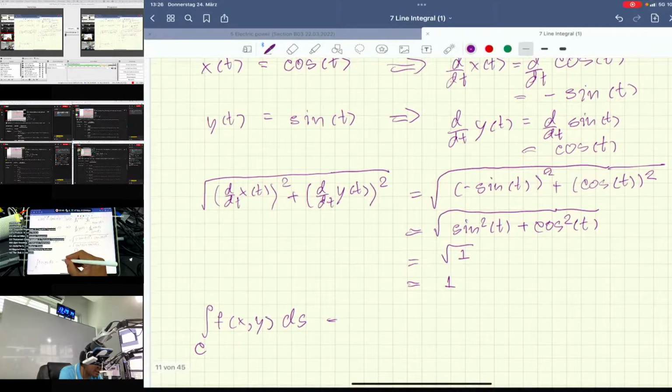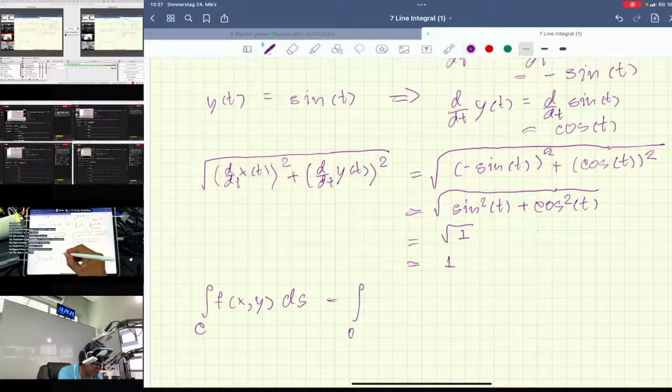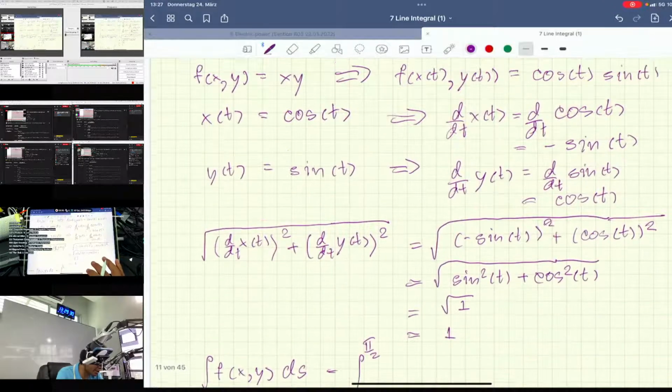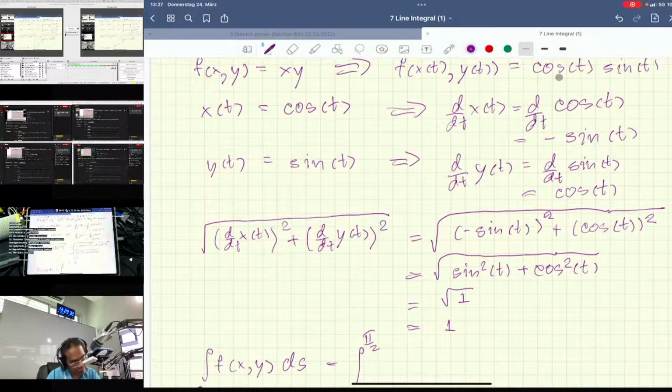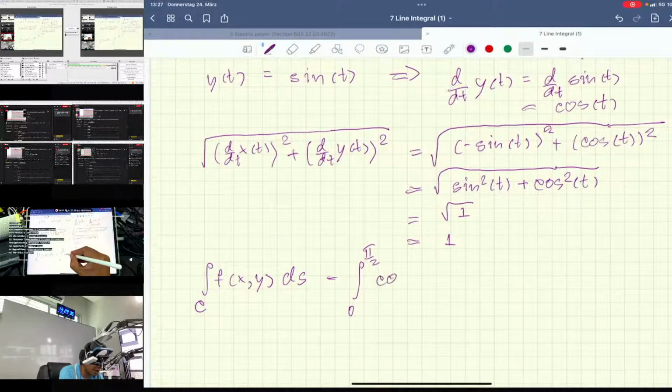Okay, integration once, we start from a to b, right, from 0 to pi by 2, and f(x,y), right? So it's this one, cosine t sine t, cosine t and sine t dt, right?